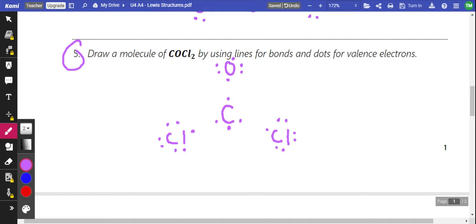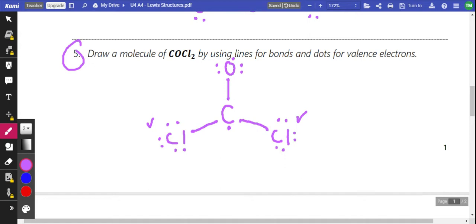Okay, let's try and bond these and see what works. I'm going to make a covalent bond from my chlorine to my carbon, from my chlorine to my carbon. That gets my chlorines from 7 valence electrons to 8, an octet. Great, my chlorines are done, so I don't have to touch those anymore. My carbon goes from having 4 valence electrons to 6 from these 2 single bonds. So I still need 2 more valence electrons. I've got to bond to this oxygen to make this work.